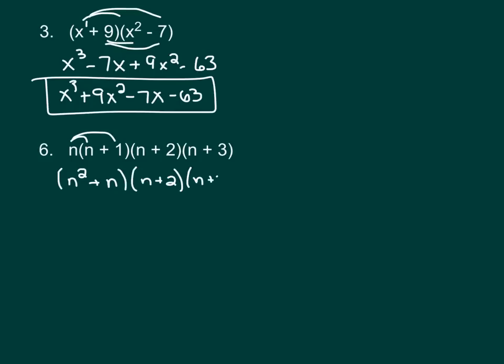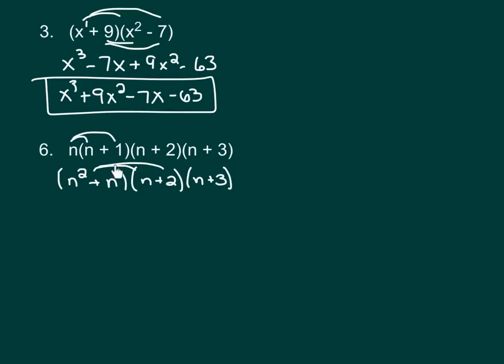Okay, now what we're going to do is multiply the n squared plus n by the n plus 2. So we're not worrying about this last binomial right now. Okay, so we're going to have to double distribute. So we're first going to distribute the n squared to both terms.